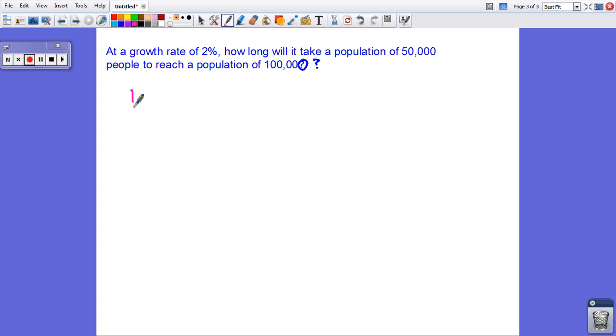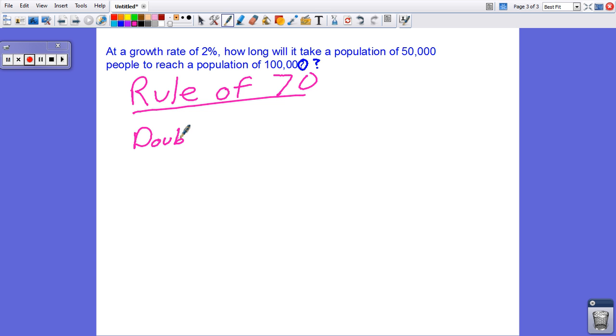It is known as the rule of 70, and you need to know this. Someone much smarter than I figured this out. So the idea with this is doubling time in years is equal to 70 divided by the growth rate.